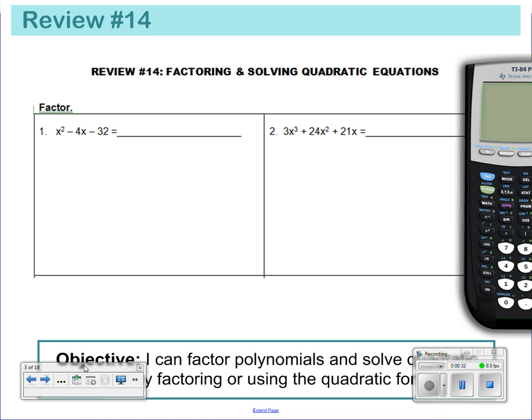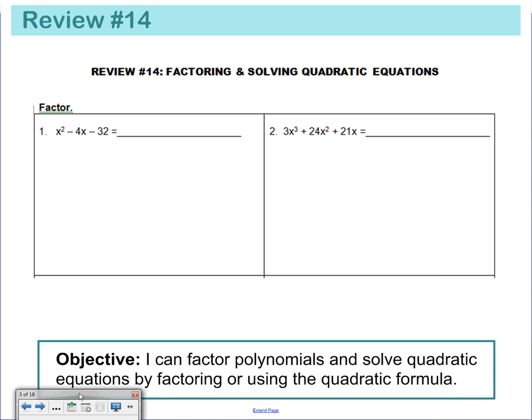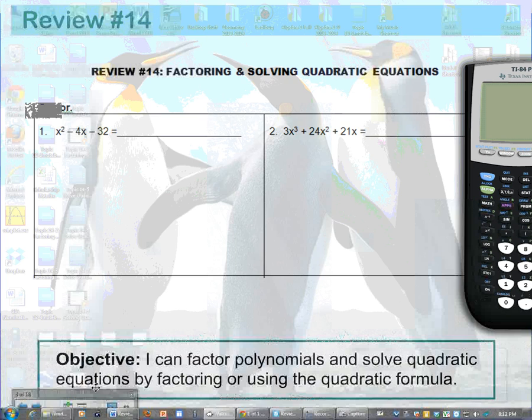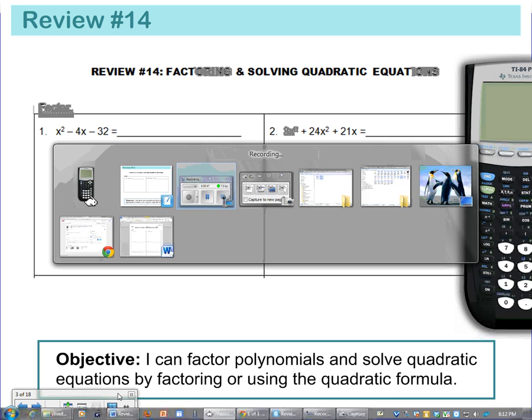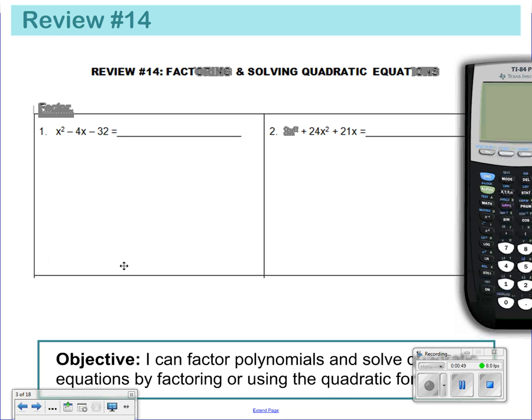So our objective on this review is I can factor polynomials and solve quadratic equations by factoring or using the quadratic formula. So we're going to start off by factoring. Let me get my calculator back up here. When we solve by factoring, we're going to use our 4 steps.